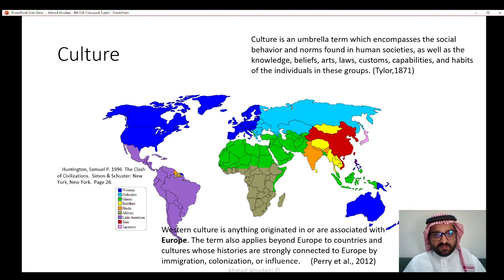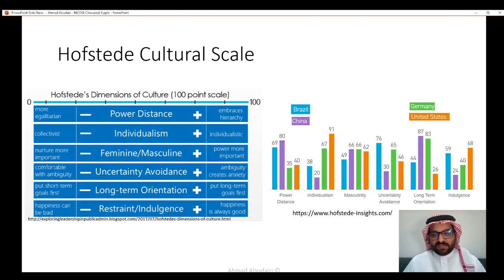Because of the influence on systems engineering origins, Western culture is anything originated or associated with Europe. So it includes Eastern Europe and Western Europe, because all of them originated from similar industrial routes that encompass them together. For comparing cultures, the Hofstede scale is regularly used. Geert Hofstede started this scale by making a survey from different locations of IBM between 1967 and 1973.